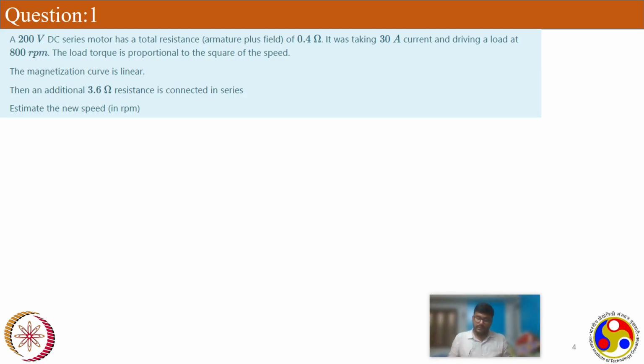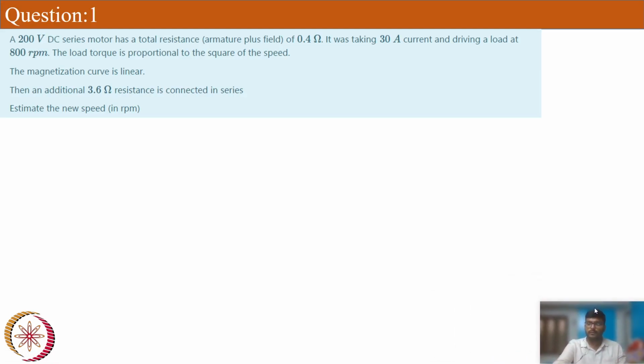Now let's see what was the data given and what we are asked to solve. So let me just read the question out. A 200 volts DC series motor, where 200 volts you can say is the terminal voltage. Whatever voltage they give in the question, if not mentioned, it is terminal voltage. A series motor is given, and also terminal voltage is given.